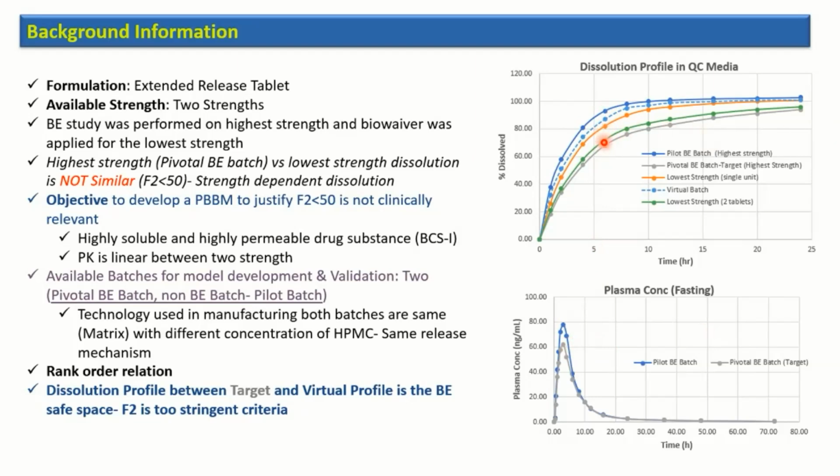And we establish a bioequivalent safe space by the modeling approach, which is between the biobatch and the virtual batch, presented as a dotted line here from the modeling approach. Any dissolution profile in between this safe space is anticipated to be bioequivalent with the pivotal biobatch. So in our case, the dissolution profile of the lower strength falls in between the dissolution safe space, and we can justify that the dissolution dissimilarity in these QC conditions is not clinically relevant.